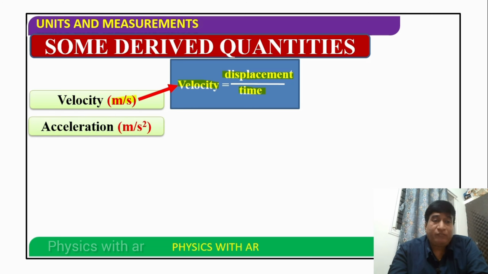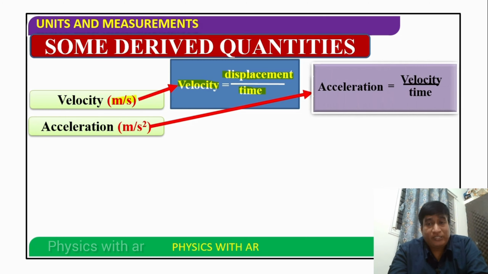If we take acceleration, how can we write it? Acceleration is nothing but velocity by time. These are formulas we are going to discuss in detail, but at present you can remember it in simple form: acceleration is nothing but velocity by time. For velocity, we have meter per second, divided by second, so we get meter per second square.